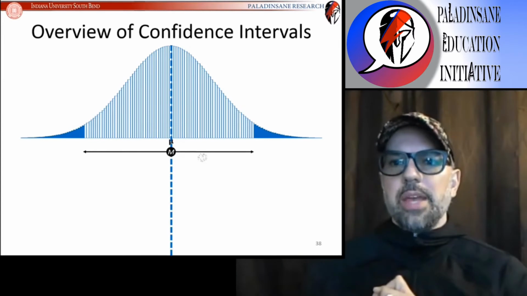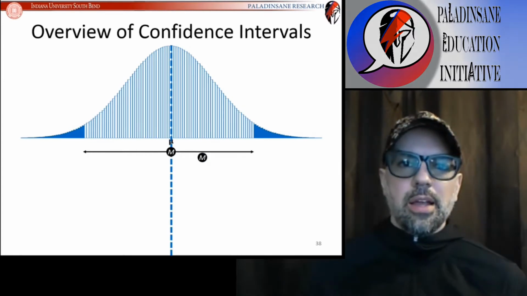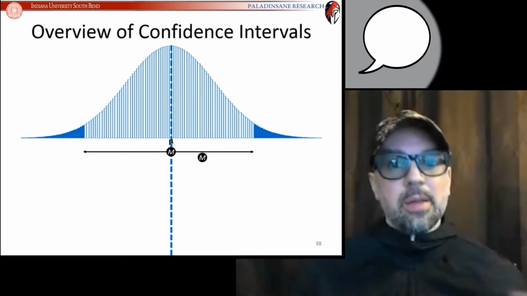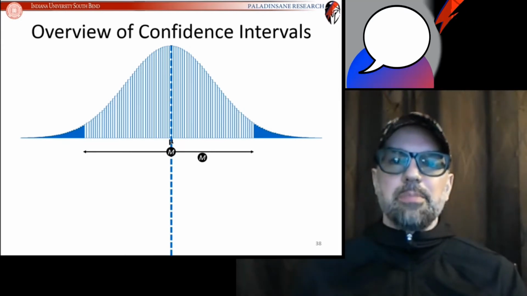But what happens if we missed with the point estimate, like right here? So our point estimate, our sample mean, overestimated the population mean. Well, the point estimate in this case missed.